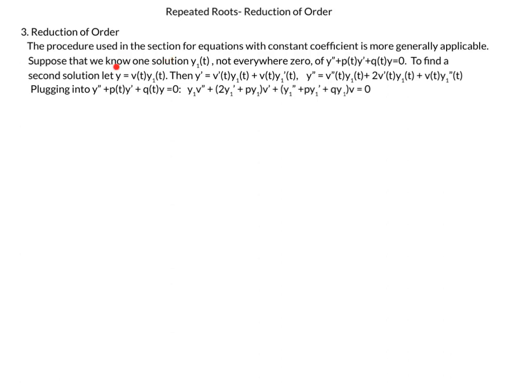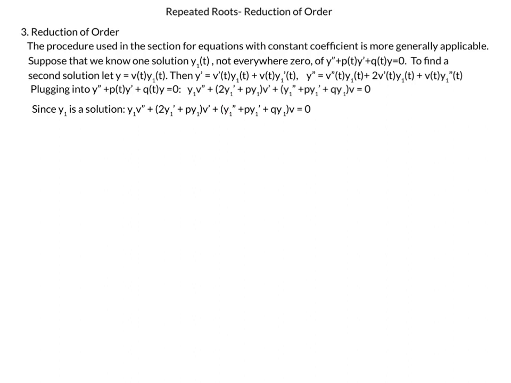So to find a second solution, we're going to use the same approach. We're going to let y equal some function of t times our first solution, y1 of t. Then we take the derivative, y prime is equal to this using the product rule, and y double prime is equal to this using the product rule again. We plug it into our equation, again, y double prime plus p of t y prime plus q of t y equals 0, and we get this equation here. I have rewritten this equation right here: y1 v double prime, plus 2y1 prime plus p y1 times v prime, plus y1 double prime plus p y1 prime plus q y1 times v equals 0.